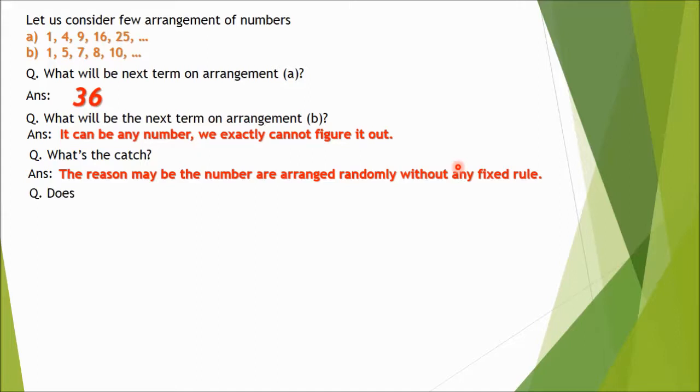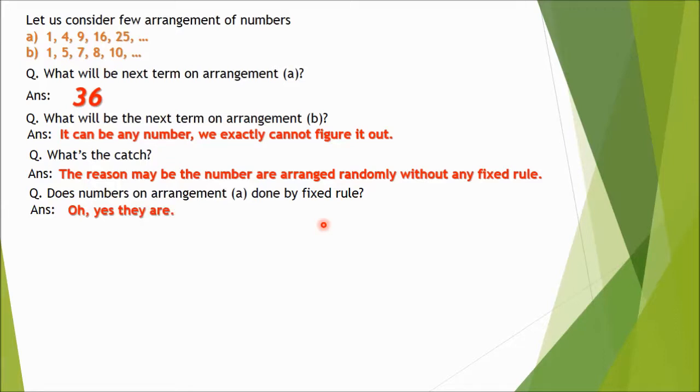Did we follow any rule while finding 36 as the next number in arrangement A? Did we follow that rule? And what rule are we talking about? Are the numbers in arrangement A arranged by a fixed rule? And our answer must be yes. Yes, they are. The numbers are arranged on a fixed rule.